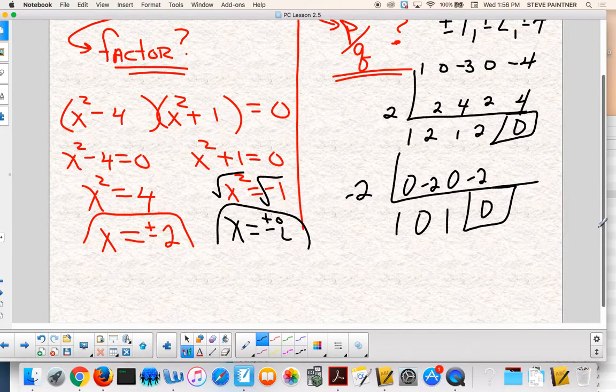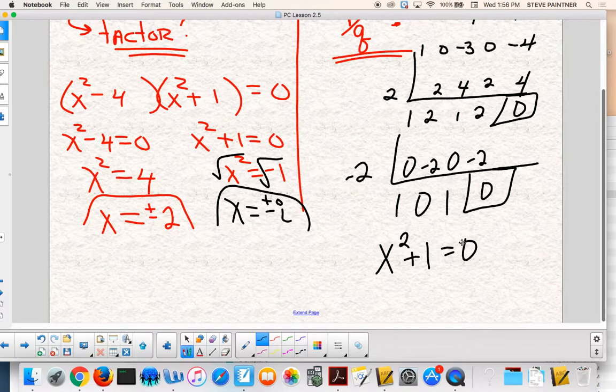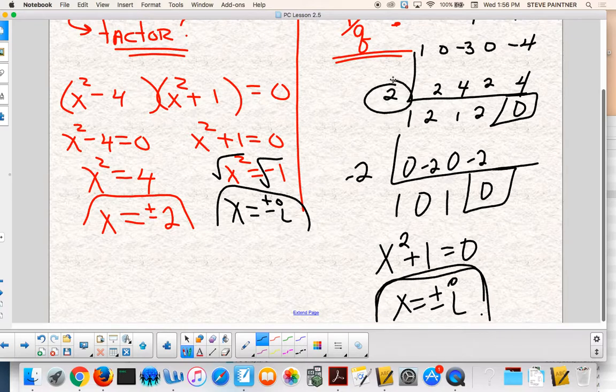Are you guys seeing what I see? 1, 0, 1 is what? X squared plus 1. Hey, look at that. Hey, it works either way, guys. It doesn't matter how you do it. You're still going to get plus or minus what? i. And then here are your other zeros, 2 and negative 2. But no matter how you do it, you get the same answers.